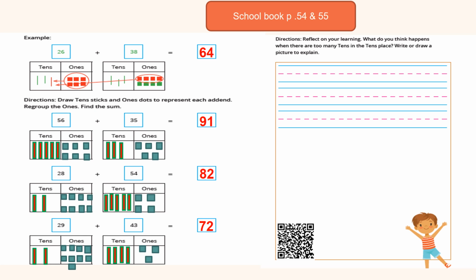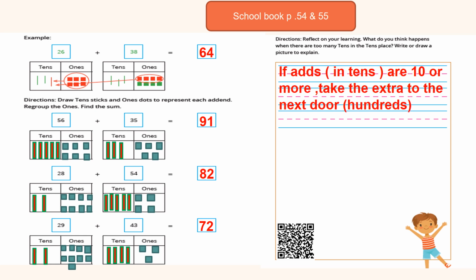Let's move to math journal. Reflect on your learning. What do you think happens when there are too many tens in the tens place? If it adds up to 10 tens or more, take the extra to the next door. Hundreds door.